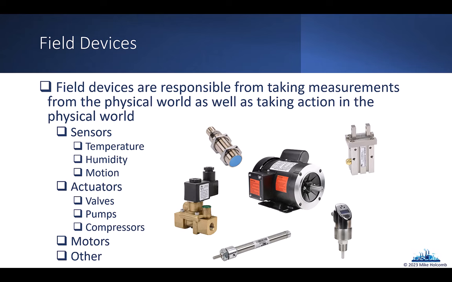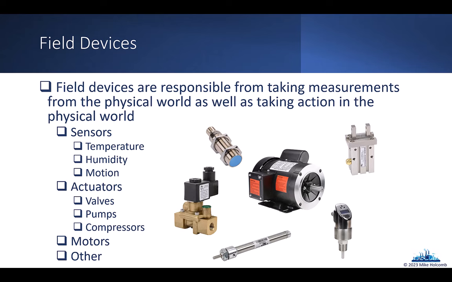Field devices operate at the lowest layer of what we call the Purdue model. When you think about the previous OT example we used, that thermostat you might have at home or in your office, it has a field device known as a sensor to sense or determine what the temperature is in the room. So we can bring in that information.